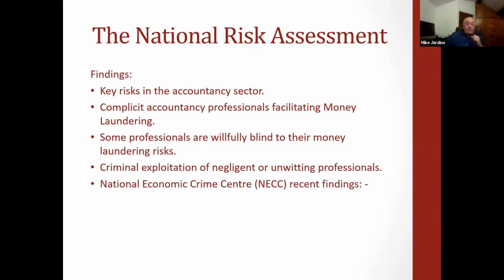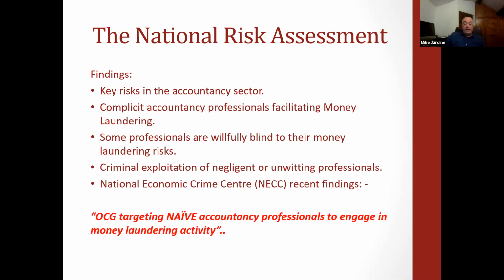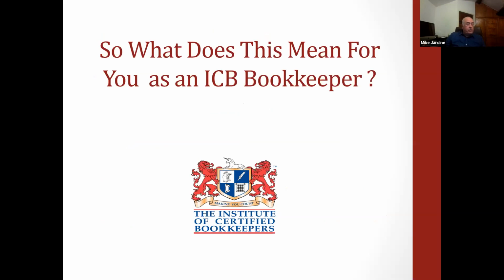And the National Economic Crime Centre, which is one of the bodies involved in money laundering legislation, their recent finding was that organised crime groups are actually targeting naive accountancy professionals in order to engage in money laundering activities. So they'll go and seek out somebody that is naive, doesn't ask the right questions, doesn't ask for ID, doesn't verify who they are, and they'll seek them out to try and launder their ill-gotten gains through a business that that bookkeeper is looking after for them. And again, later on in the series, I'll give you some stated cases where that really is highlighted in relation to seeking out those types of people. So what does this mean for you as an ICB bookkeeper?